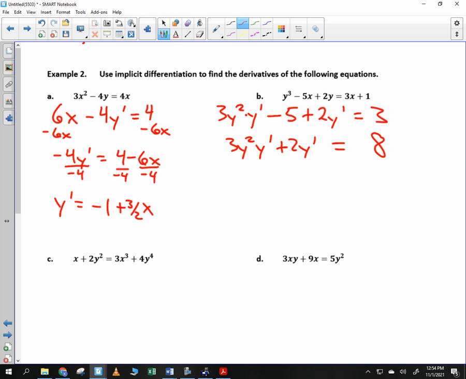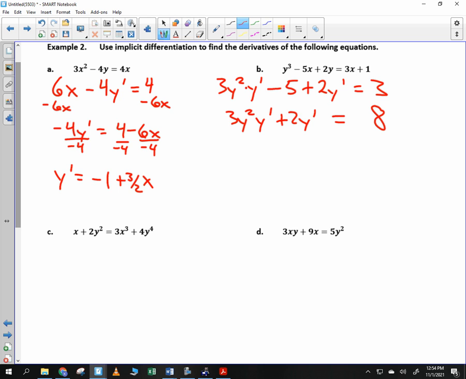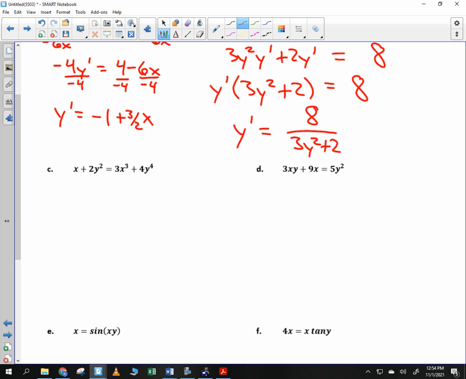Anybody see what I could do to isolate the y prime? Factor it out. So I get y prime times what's left? 3y squared plus 2 is equal to 8. Divide. What do you think? You try letter C on your own. Go.